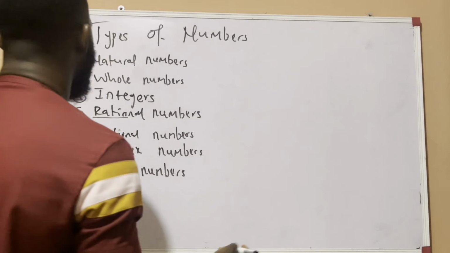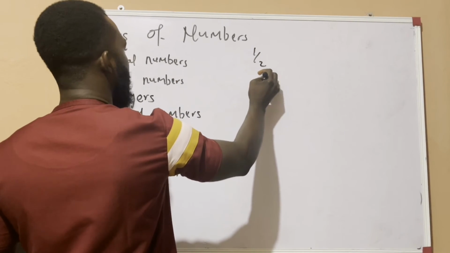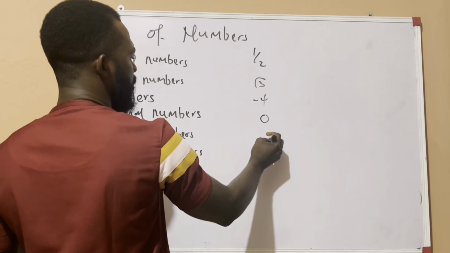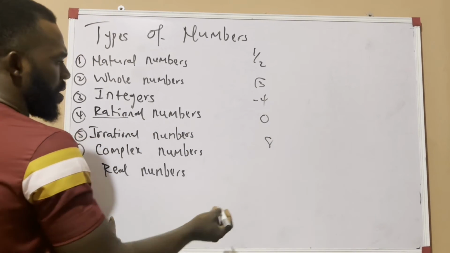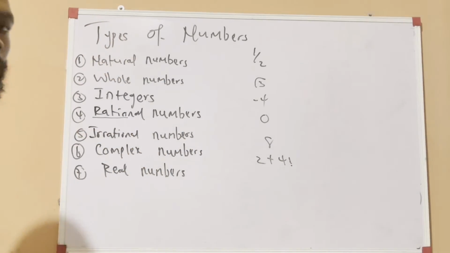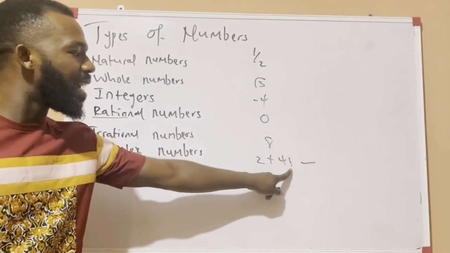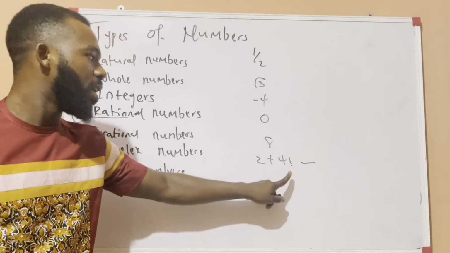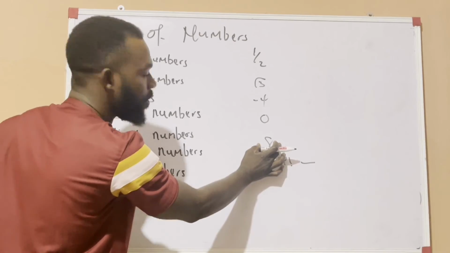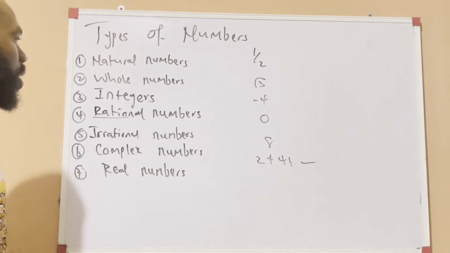So if I should have something like this: 1 over 2, root 3, minus 4, 0, 8, 2 plus 4i, and so on and so forth. You will know that, first of all, 2 plus 4i is a complex number because it has an imaginary number in it. And 8 can be a natural number because it is positive. And also 8 can also be a whole number.